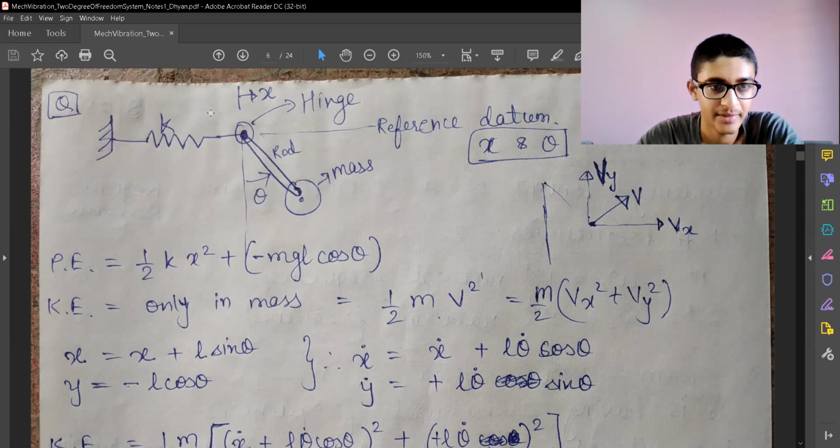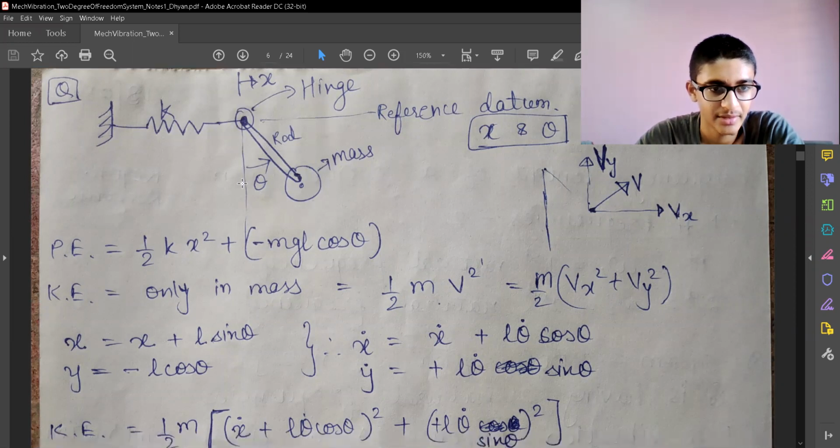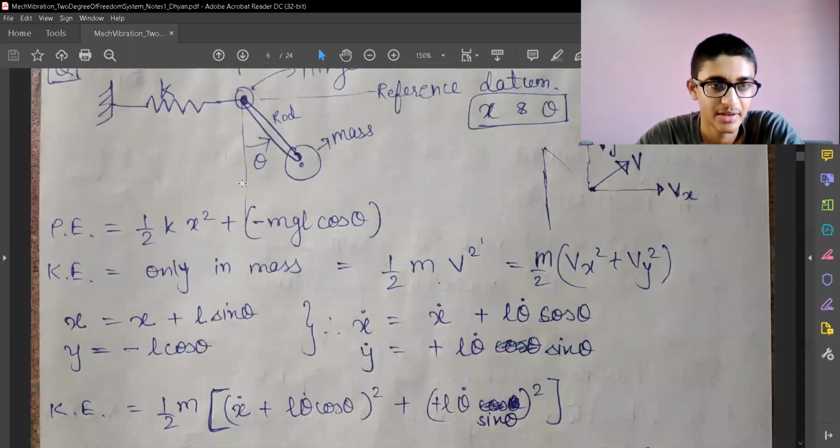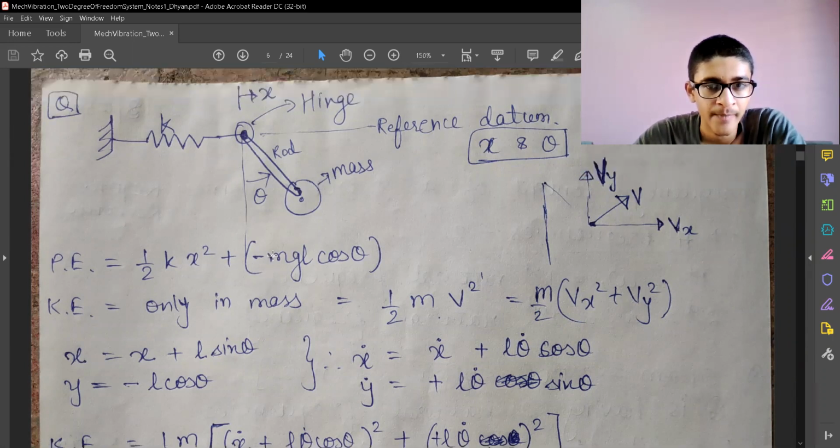The rod and the hinge are massless, and we have a mass only at the end. So only where the mass is provided. So it has 2 degrees of freedom, one rotational and one translational, as we know. I'm taking this as the reference for theta and this as x.